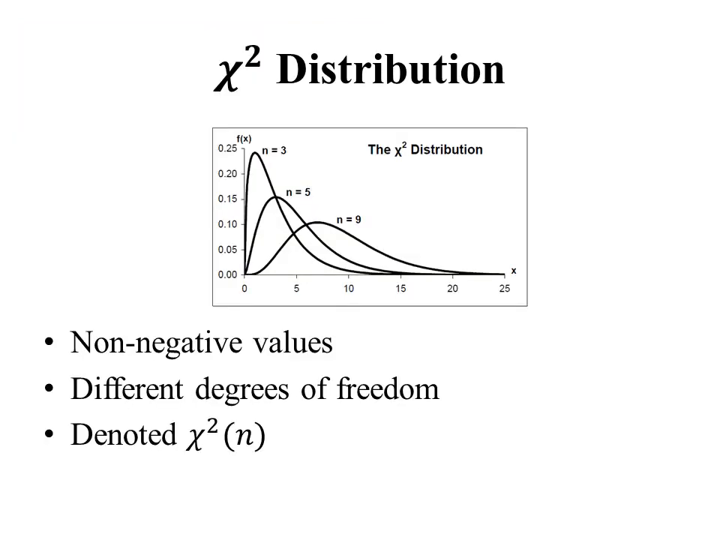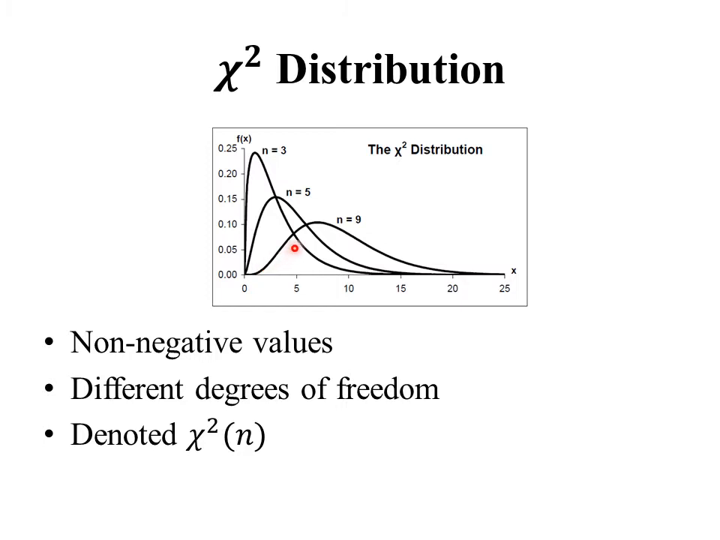Now the theory of this test is based on the chi-square distribution. So let's briefly review the chi-square distribution. A random variable with a chi-square distribution has only non-negative values. And there are different degrees of freedom of this type of distribution. Here in this graph we graph some different density curves for different degrees of freedom. So here's the n equal 3 density curve, the n equal 5 or the 5 degrees of freedom density curve, and here's the 9 degrees of freedom.